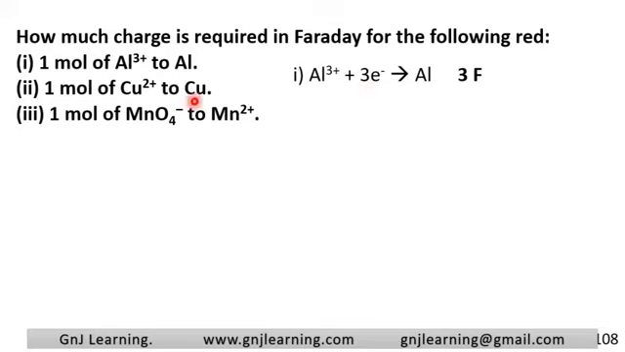And 1 mole of Cu2+ to Cu, that is 2 Faraday, because to obtain 1 mole of Cu you are supposed to supply 2 moles of electrons. So the charge is 2 Faraday.